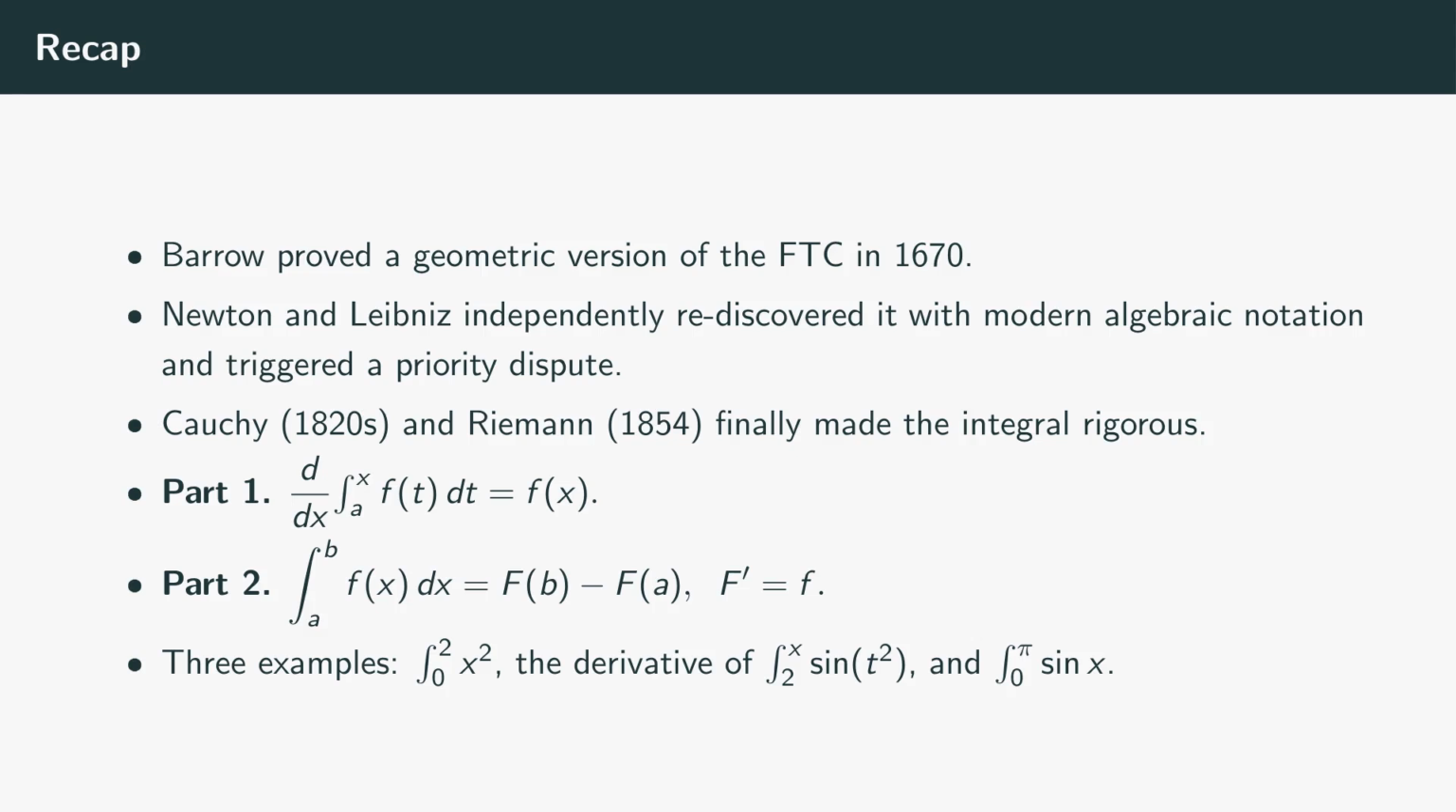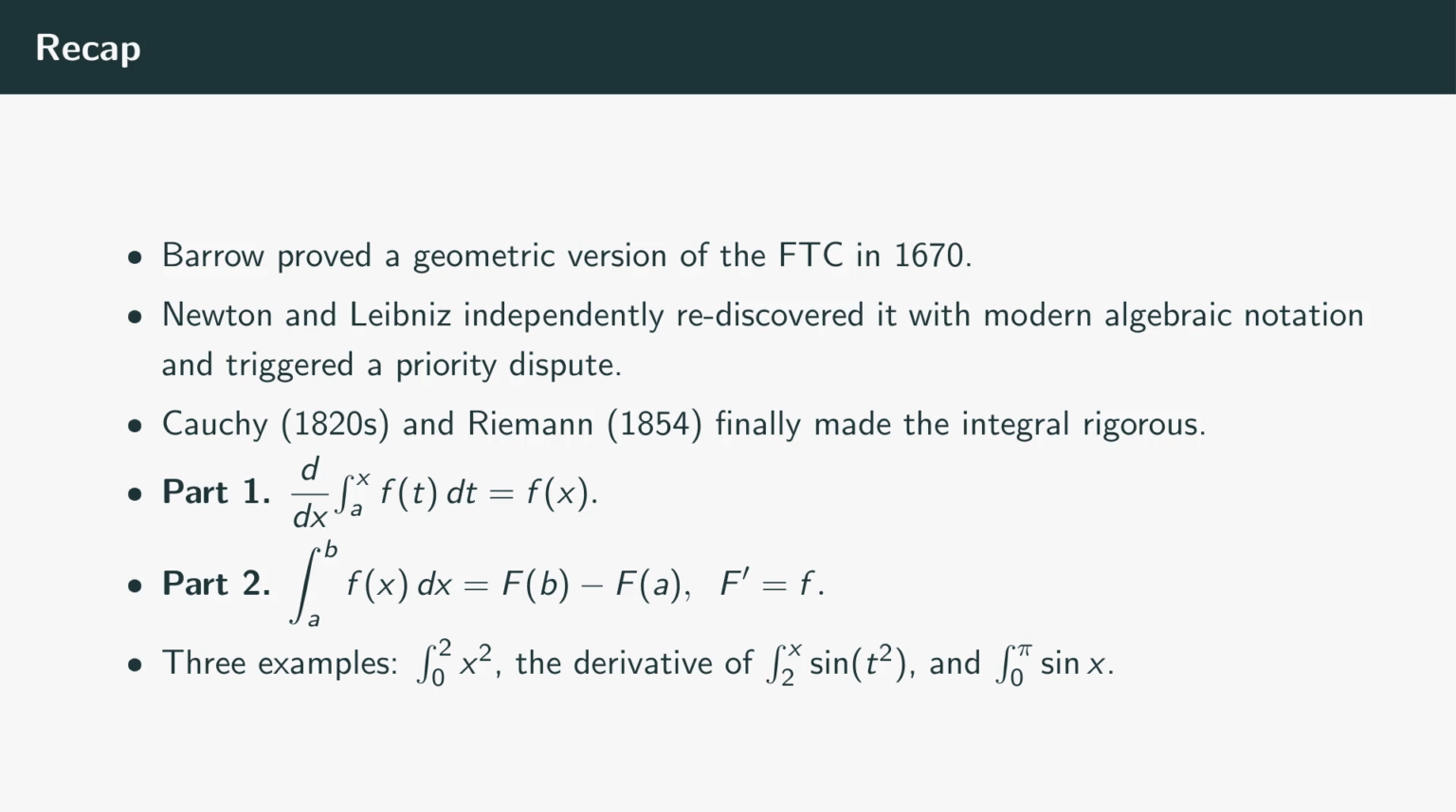So, Barrow first, in 1670, geometrically, before anyone had algebraic notation for the derivative or the integral. Newton and Leibniz then rediscovered it independently in modern symbols, and decades later, their followers, and eventually the 2 men themselves got dragged into a vicious priority dispute over who deserved the credit. Cauchy in the 1820s and Riemann in 1854 finally pinned down a rigorous definition of the definite integral, which let this be proved as a theorem rather than treated as a principle.